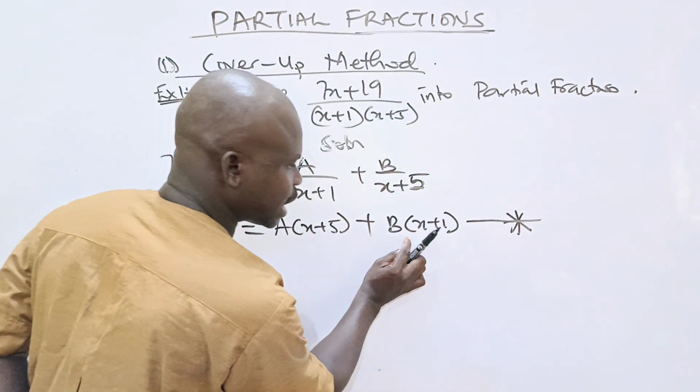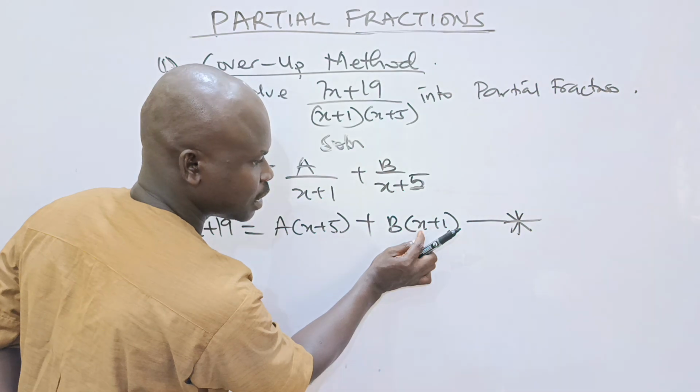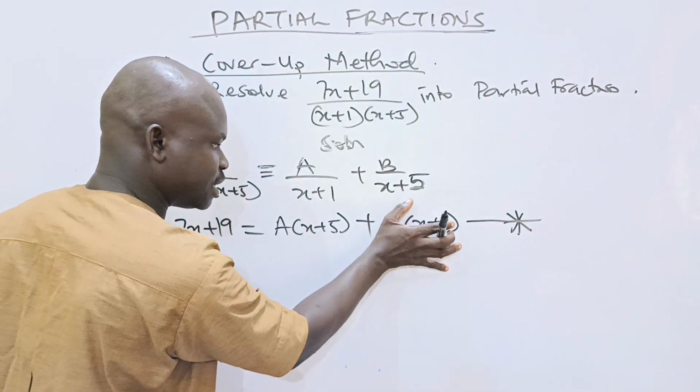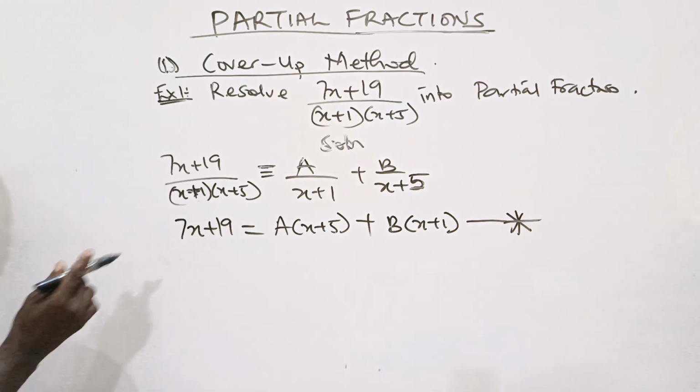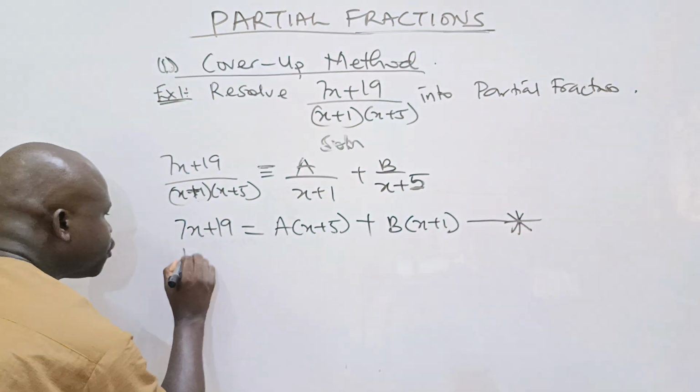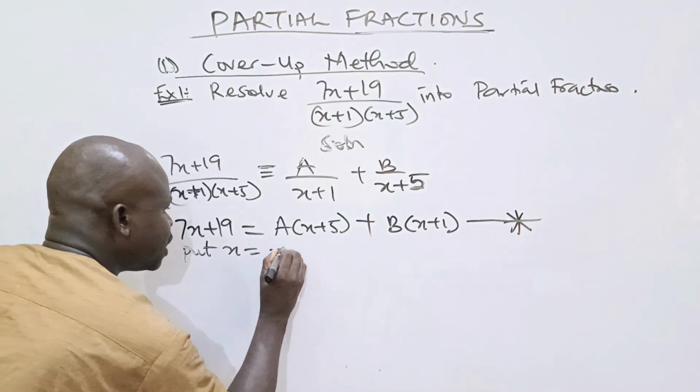If I come back to this point and say let x equal minus 1, then minus 1 plus 1, everything will vanish here, and I'll come back and get the value of A. This is what I'm trying to say. Under the cover-up method, we think of the value that we can use to make the bracket equal to 0. We say put x equal to minus 5.